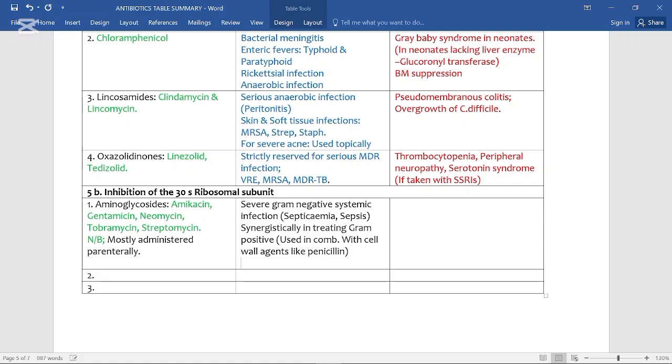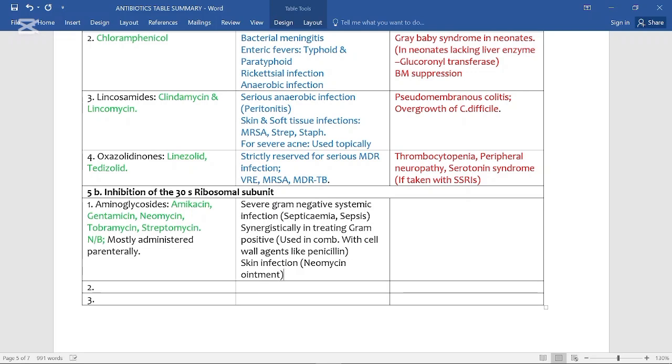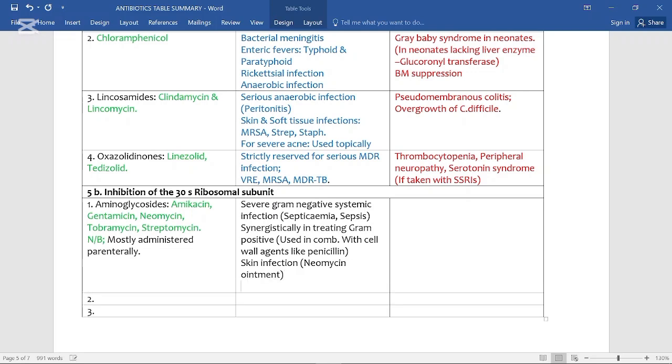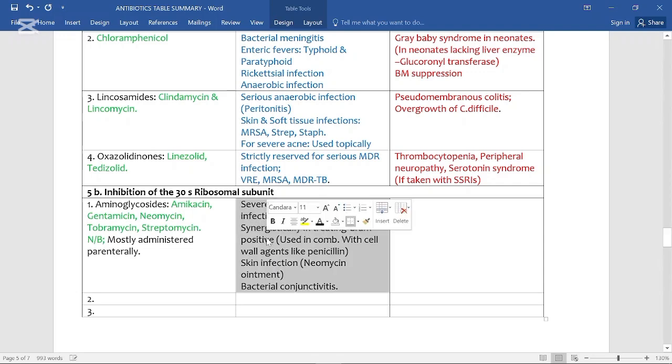It's also good in skin infections. Very good against skin infection, especially the neomycin ointment. So you can put here maybe the neomycin ointment, a very good ointment when it comes to dealing with skin infection. It's also very good against bacterial conjunctivitis. You also see these drugs being used when it comes to dealing with bacterial conjunctivitis.